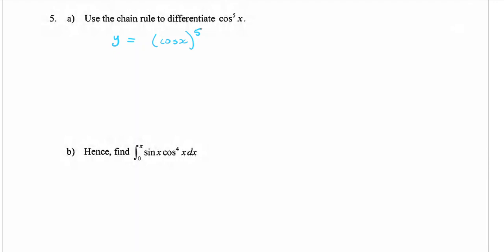Now to differentiate something with a bracket with a high power, the chain rule says you bring the power to the front, you multiply by the derivative of the bracket. What is the derivative of cos x? It is sine, kind of, negative sine. So we're timesing by negative sine of x, and then we keep our bracket and we subtract 1 from the power.